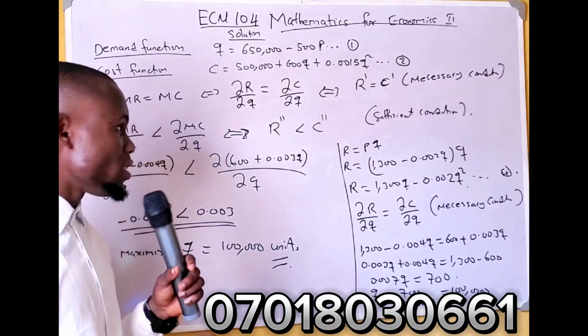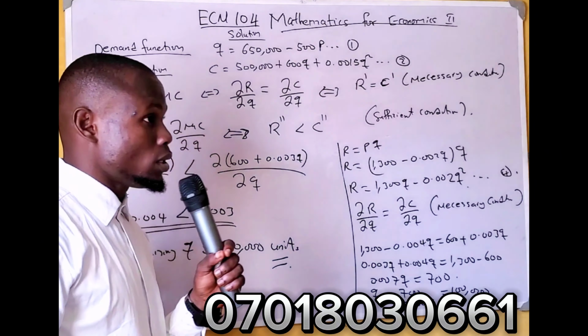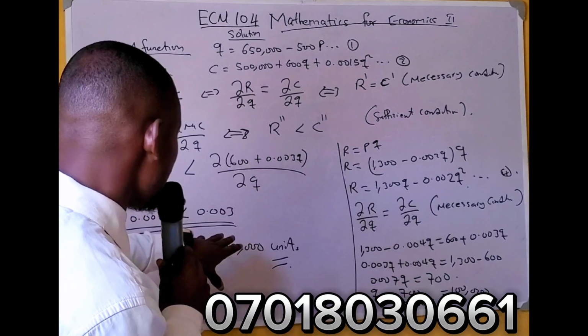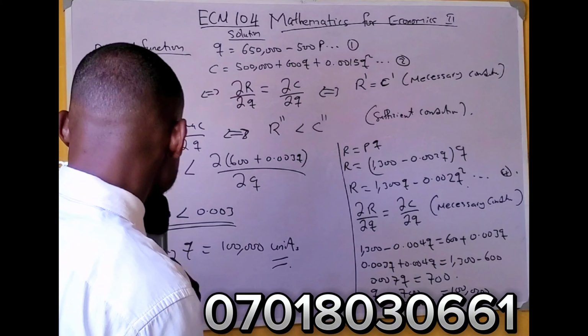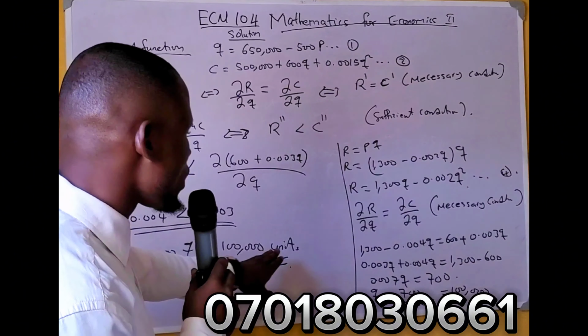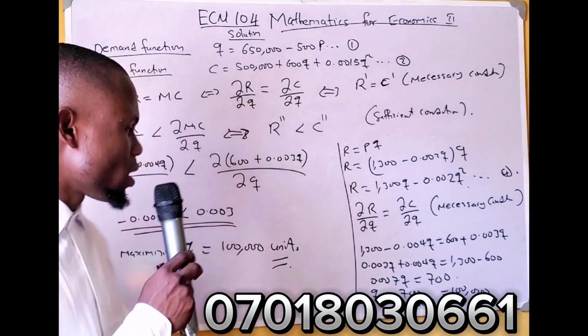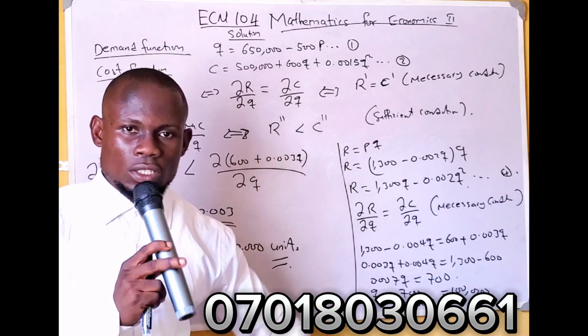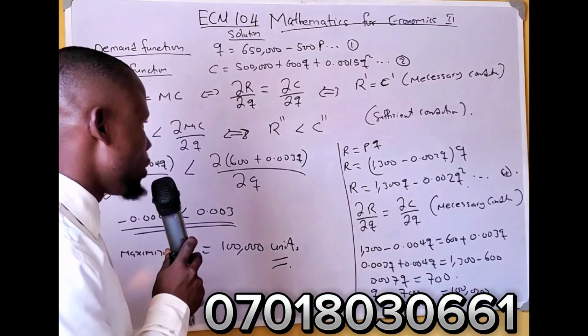So this ends the first task we are asked to find. Don't forget, see the way I write mine. After we have concluded this, therefore, the profit maximizing quantity is 100,000 units. It's as simple as that. Don't forget the procedures. It's very, very simple.